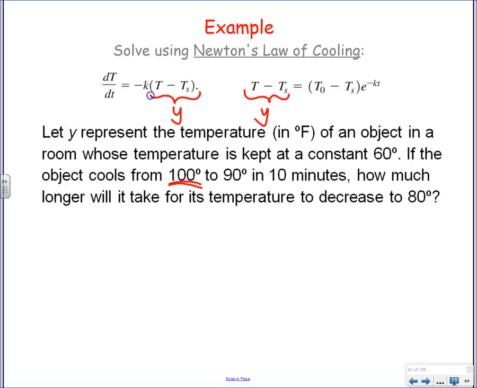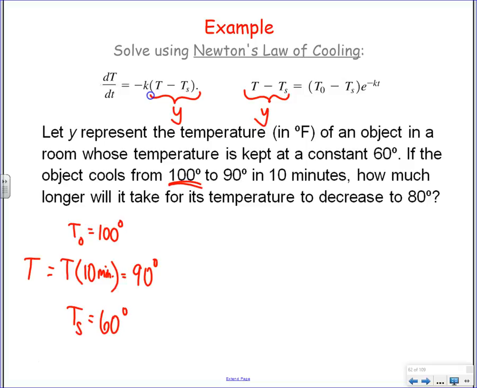We know where it starts, right? Initial. T sub naught would be 100 degrees. That's the initial temperature of the object. What else do we know? Final temperature, which would be like just the normal T. Or you could say T of 10 minutes is equal to 90 degrees. But that would just be like the normal T. What's the surrounding temperature? So T sub S would be 60 degrees.